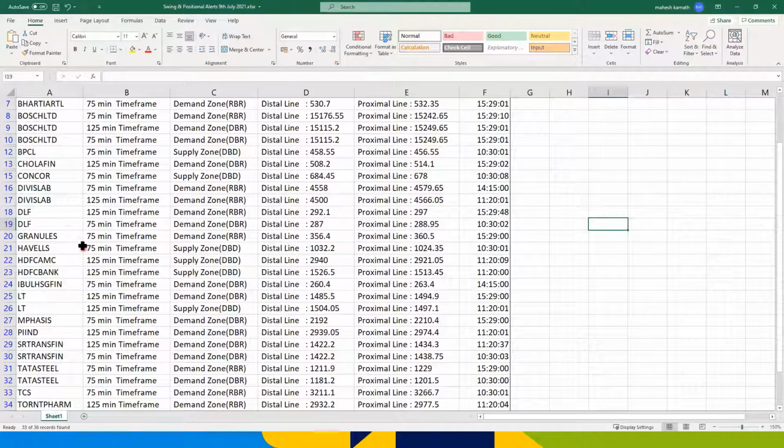Okay. From where can we get the Excel? Yes, this Excel is shared every day after market close in the Telegram channel itself.